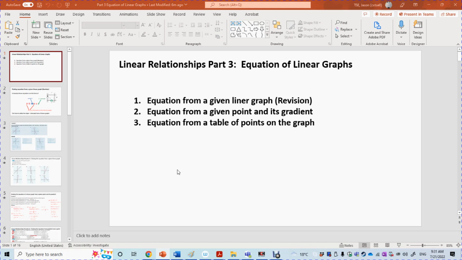We continue our linear relationships. Last lesson, we learned the equation for a given linear graph and also the equation for a given point and its gradient. So just do some very quick review.